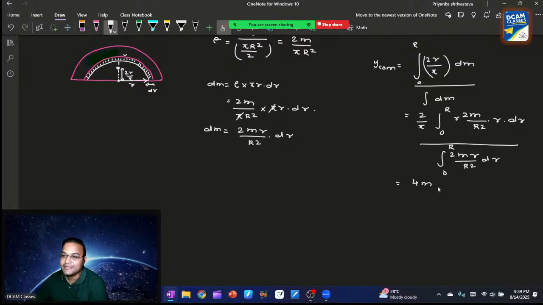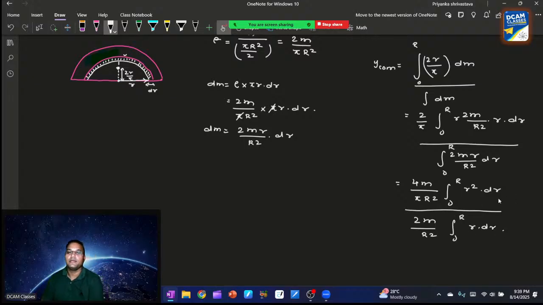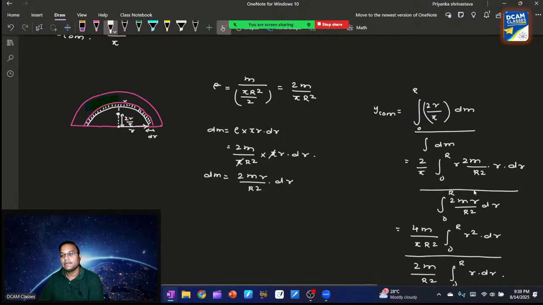Let me just derive the result. 4M by pi R square, 0 to R, r square dr, over 2M by R square, 0 to R, r dr. I know where you will be feeling doubt. Just tell me, am I correct or not? Are you feeling doubt here? Why did I put this value here? I have the formula integral y dm by integral dm. Do you have this doubt?